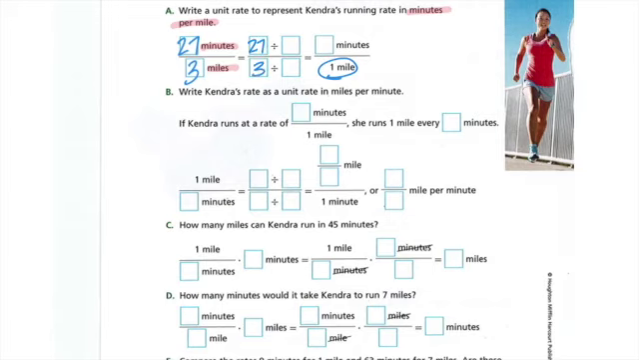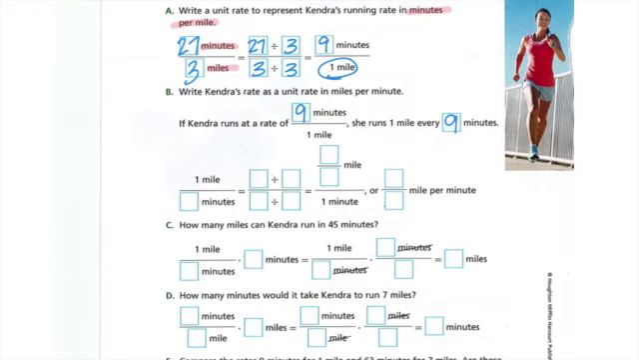27 over 3. We're going to divide them by 3 because 3 divided by 3 is 1. 27 divided by 3 then is 9. So write Kendra's rate as a unit rate in miles per minute. If Kendra runs a rate of 9 minutes per mile, she runs 1 mile in 9 minutes. So you can switch it around if you need to. It's all the same thing.